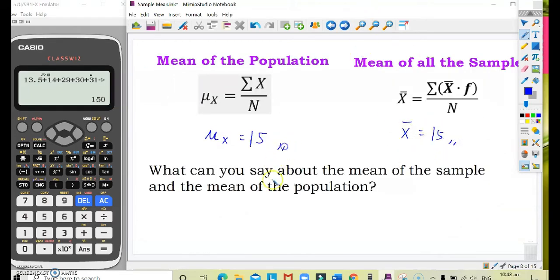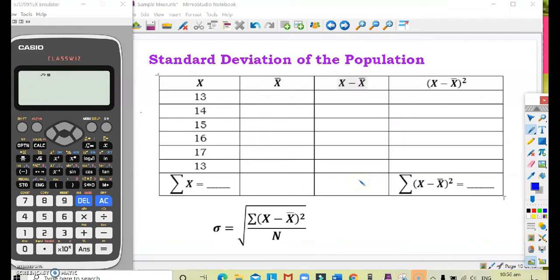So, what can we say about the mean of the sample and the mean of the population? The mean of the sample is the same as the mean of the population in this case. We can say that each sample mean is an estimate of the population mean. So we're done doing samples.